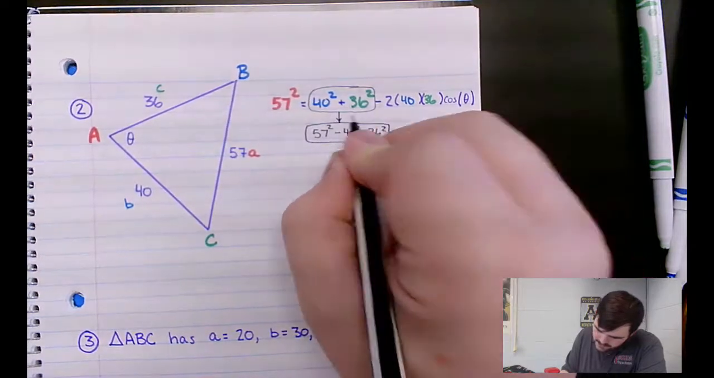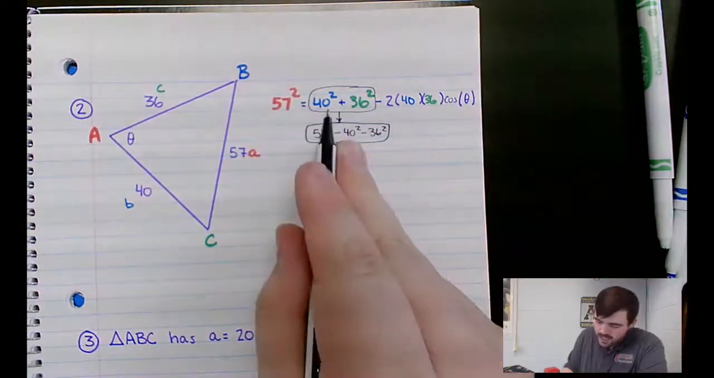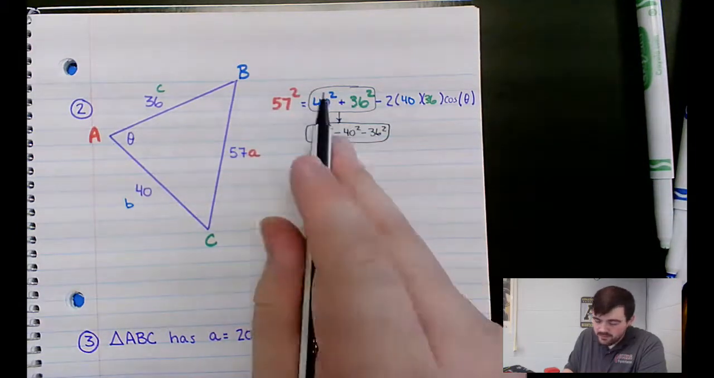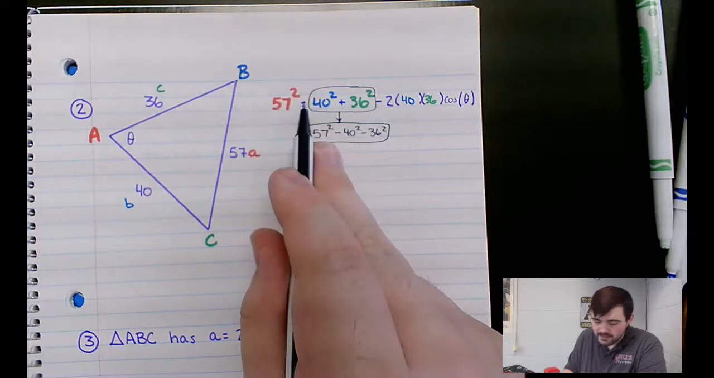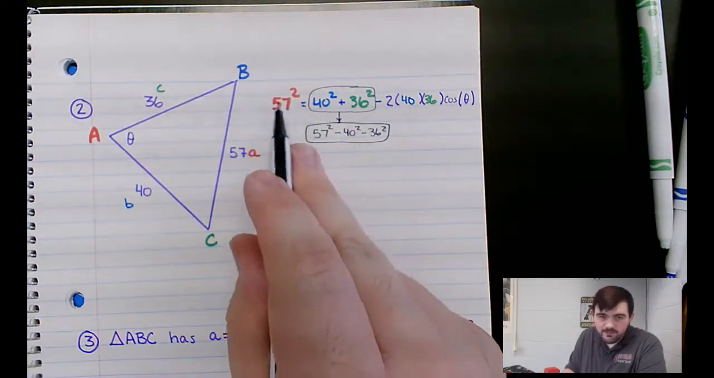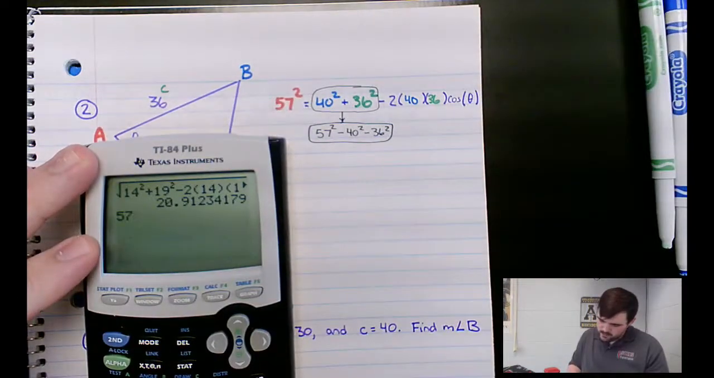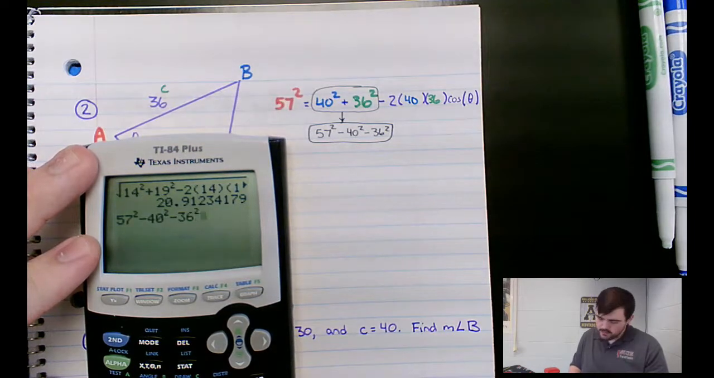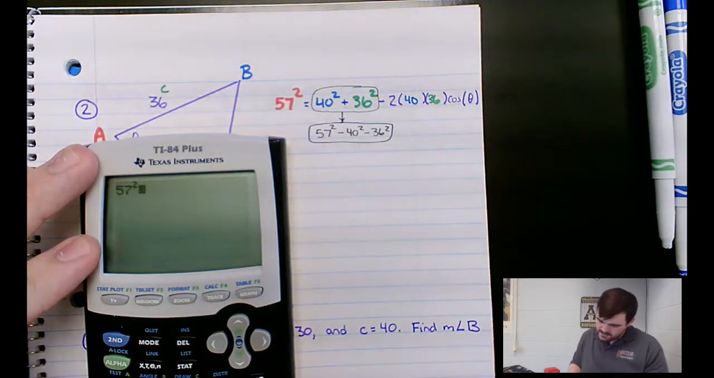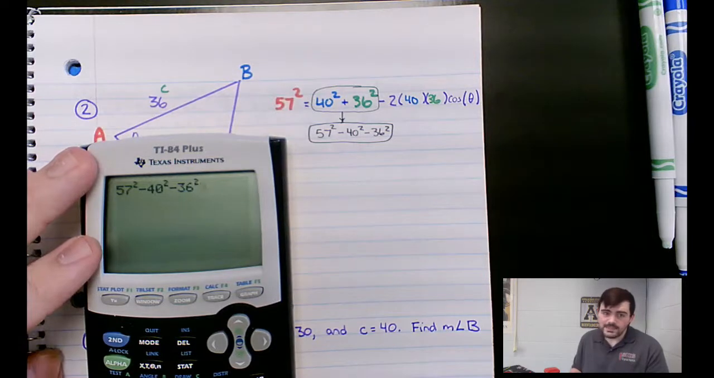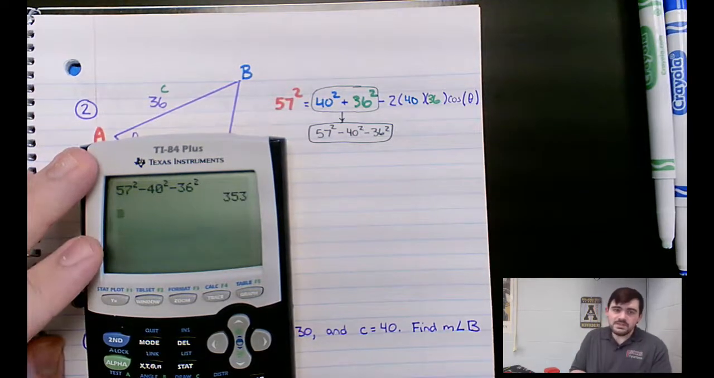Basically what I'm doing here is making a flowchart. I'm subtracting 40 squared and 36 squared from both sides. That will cancel them out on the right side of this equation and just simplify the left side. So 57 squared minus 40 squared minus 36 squared. Figure all that out. Now you could totally square all those numbers first, but it's going to be a big, hideous number. Okay? This just gives me 353.